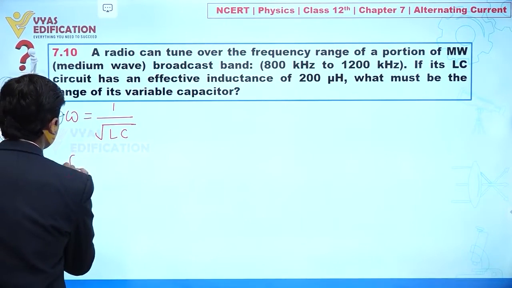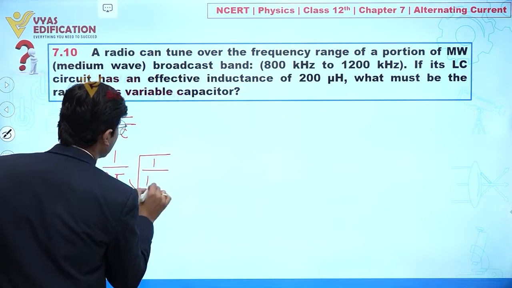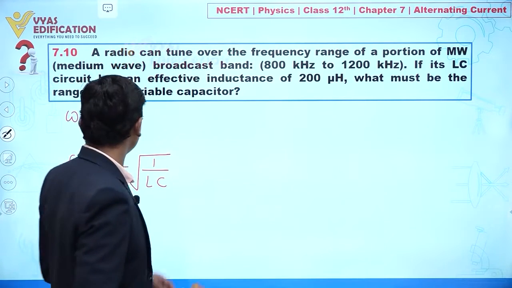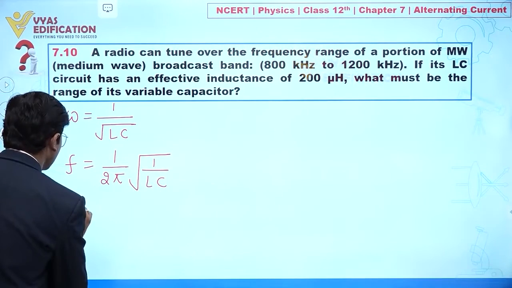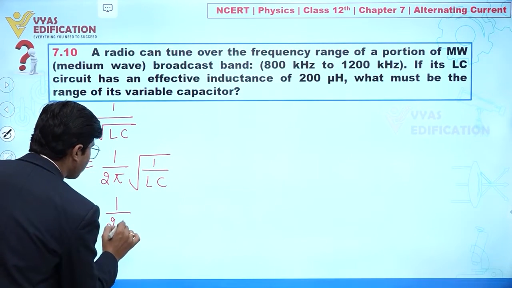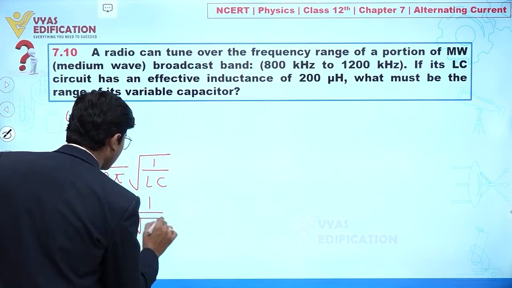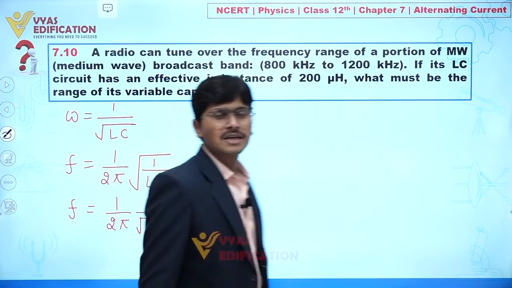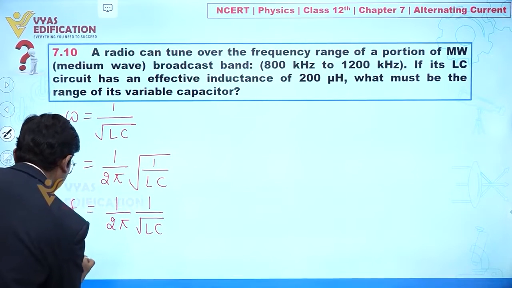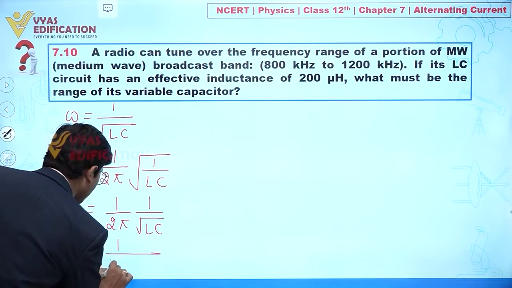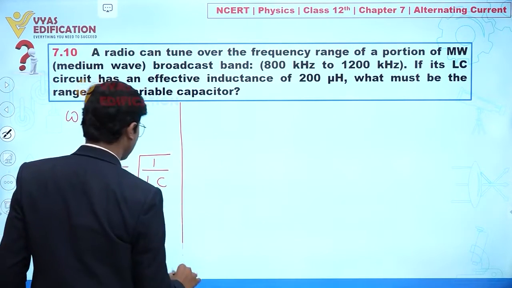So I can say frequency is given by 1 upon 2 pi multiplied by 1 upon under root of LC. Directly we can say f equals 1 upon 2 pi times 1 upon under root of LC. Clear to everyone? Now my objective here is to find the value of C. So we can write f square equals 1 upon 4 pi square LC.